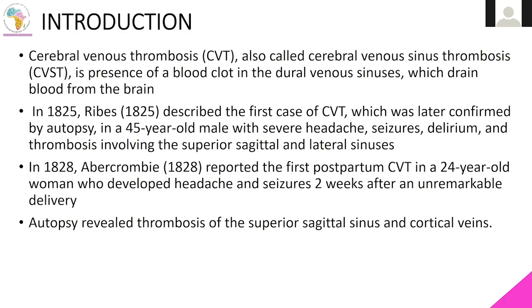So cerebral venous thrombosis, also called cerebral venous sinus thrombosis, is the presence of a blood clot in the dural venous sinus, which drain blood from the brain. In 1825, Ripes described the first case of cerebral venous thrombosis, which was later confirmed by autopsy in a 45-year-old male with severe headache, seizure, delirium, and thrombosis involving the superior sagittal and the lateral sinuses.